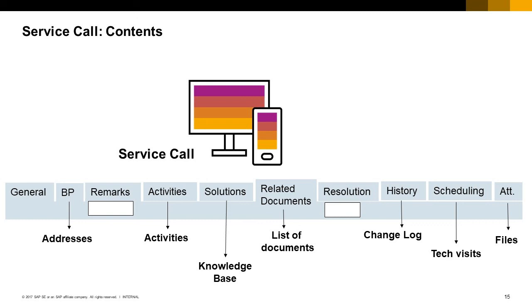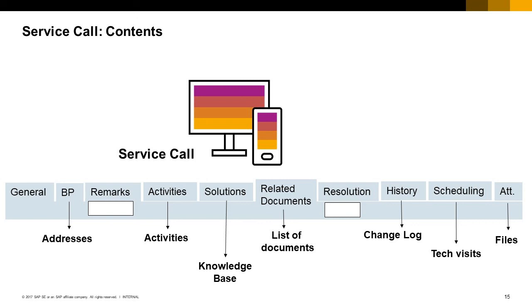Fields on the General tab allow you to further characterize the problem or the service call: origin, problem type, call type. This tab also contains information about who will be handling the service issues. The Business Partner tab contains ship to and bill to addresses for the customer as well as contact information. You can use the Remarks tab to describe the problem in detail.